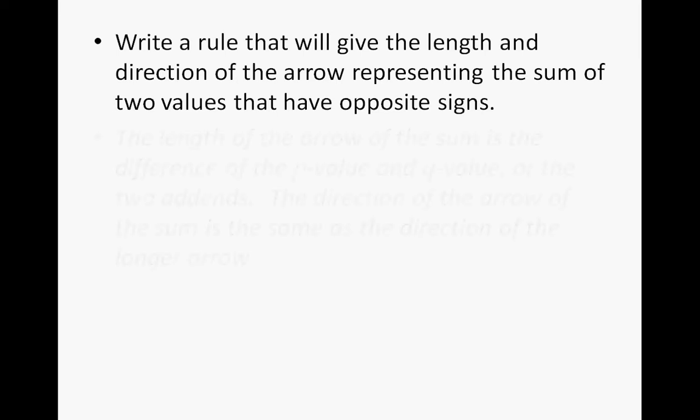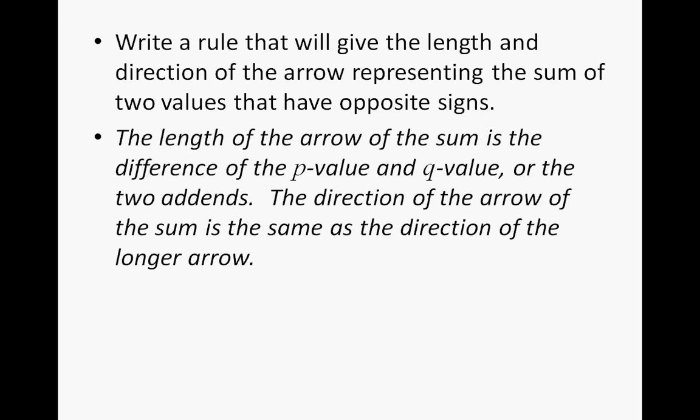All right, let's see what you came up with. Hopefully it sounds something like this. The length of the arrow of the sum is the difference of the p-value and the q-value, or the two addends. The direction of the arrow of the sum is the same as the direction of the longer arrow. Okay, so the addend that has the longer arrow, depending on what direction it's going, your sum is going to have that same direction.